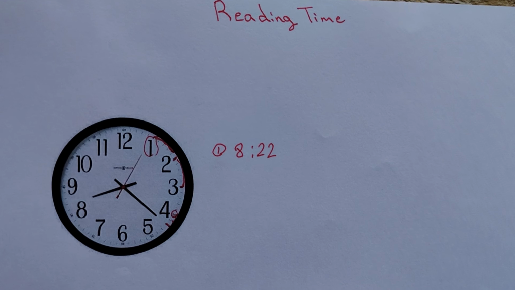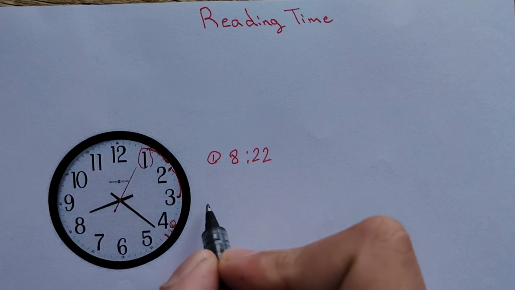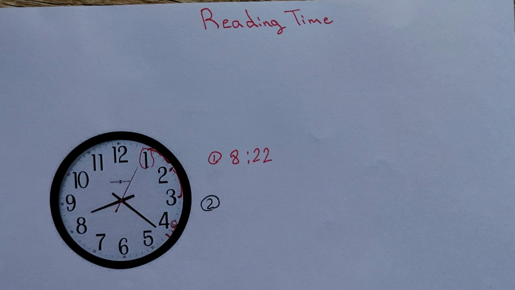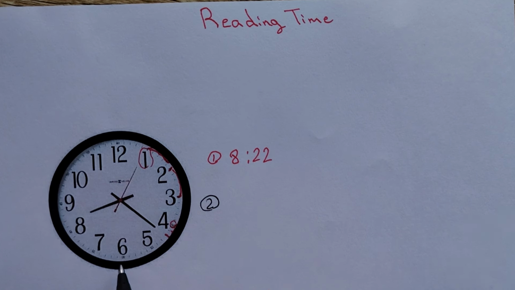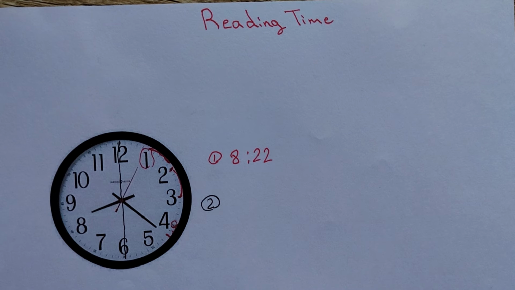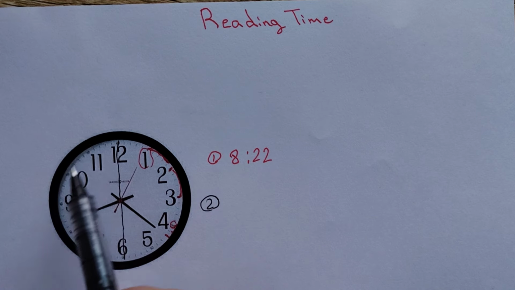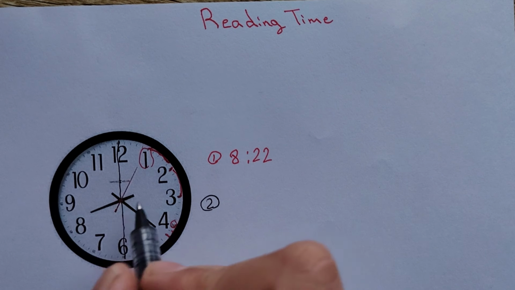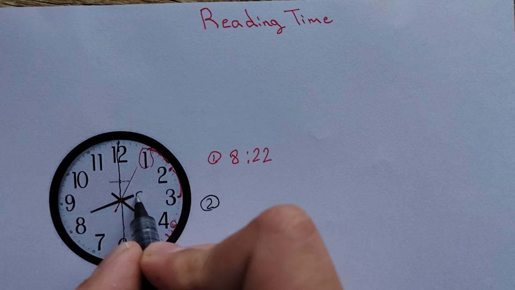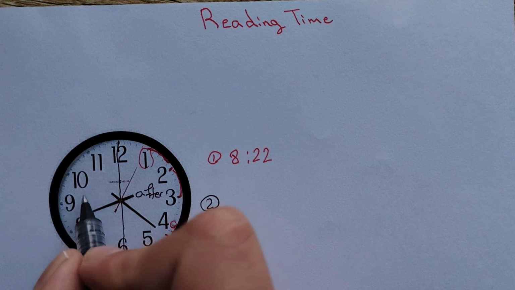This one was the first way to write it, as we see on a digital clock. The second way to write it is using before or after. Now, how can we decide which one to use? We make the clock into 2 parts, from 12 till 6 and 6 till 12. If the minute hand is on this side, we use after. If the minute hand is on this side, we use before.